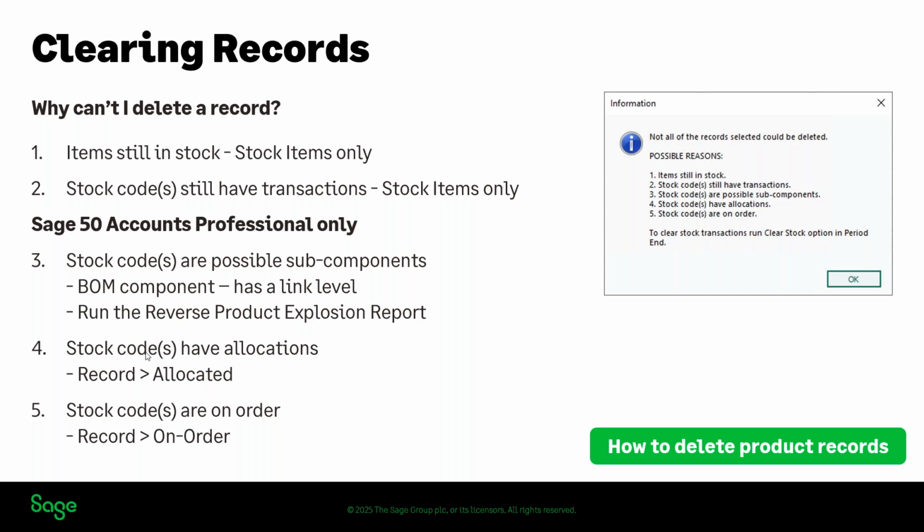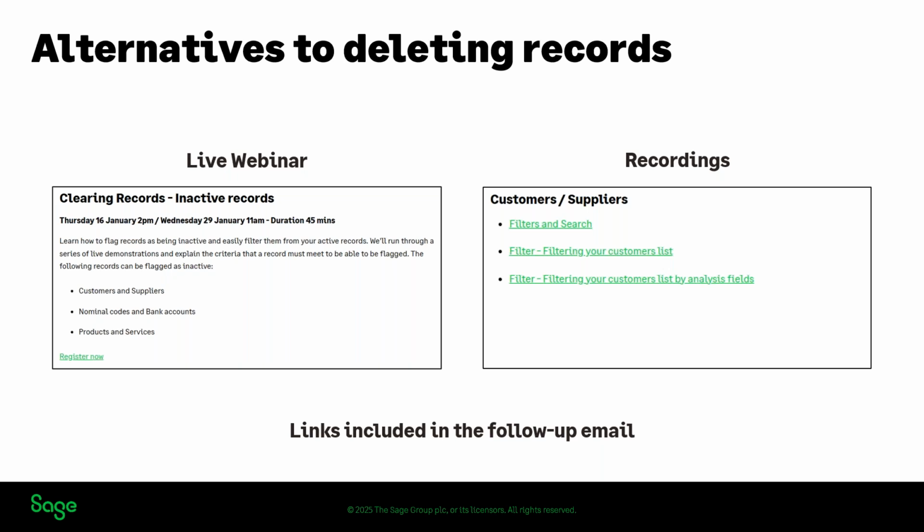Now there are alternatives I'm going to very quickly cover. There are alternatives to deleting records. You might think, well, I've watched the webinar and I've seen what you've got to say about that, but actually I don't want to get rid of information. We've got a webinar on the 16th, which is next week, and then I think it's 2 weeks after, Wednesday the 29th. So we've got one for inactive records. Rather than deleting records, you can flag them as being inactive and then just filter them from your list.